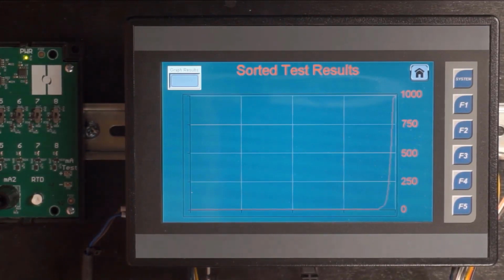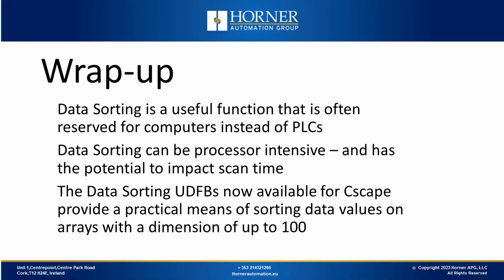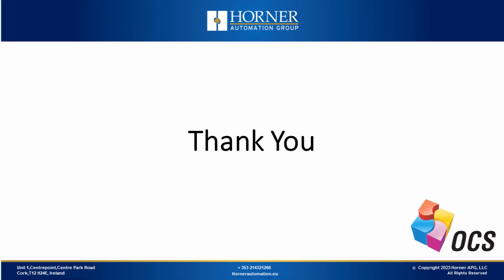So this is a way that you can quite easily sort data in a Horner OCS, and as a result of that, graph the results. Data sorting is a useful function that is often reserved for computers instead of PLCs, and that's because they can be processor intensive and have the potential to impact your scan time. The data sorting UDFBs provide a practical means of sorting data values on arrays with a dimension of up to 100. So that concludes today's webinar.